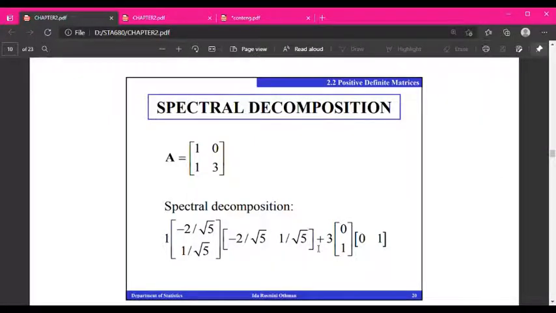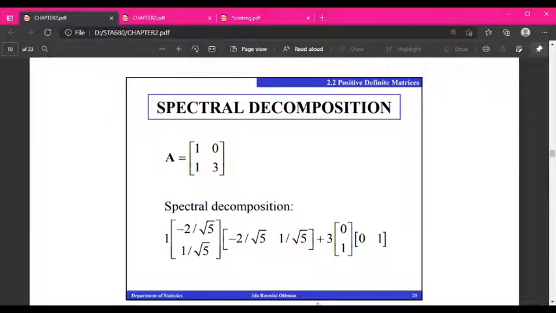And then plus, we take the second one. The second lambda is 3. Its normalized eigenvector for lambda 3, and this is the transpose of the normalized eigenvector for lambda 3. So this is called the spectral decomposition of a matrix. Okay, we just arrange it like this. No need to solve it. Okay.